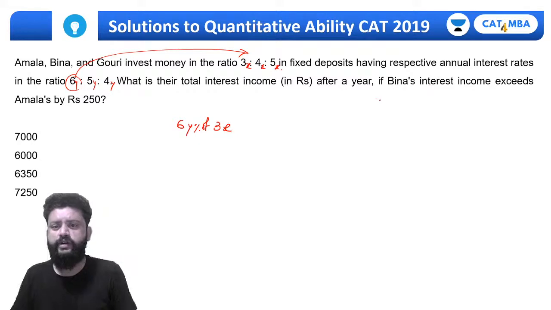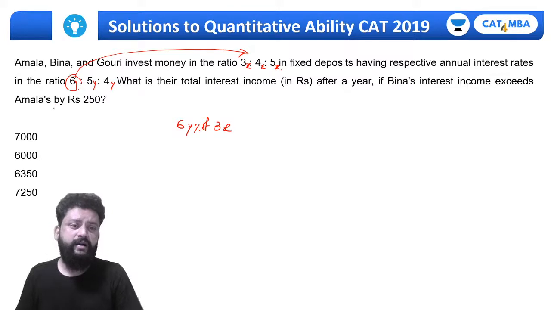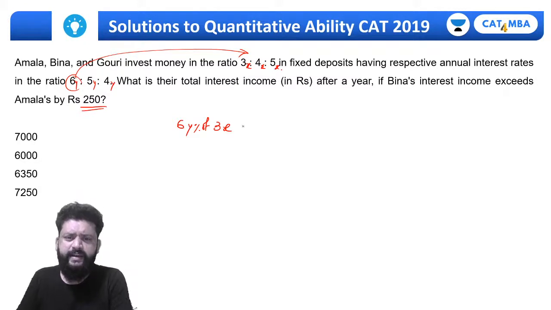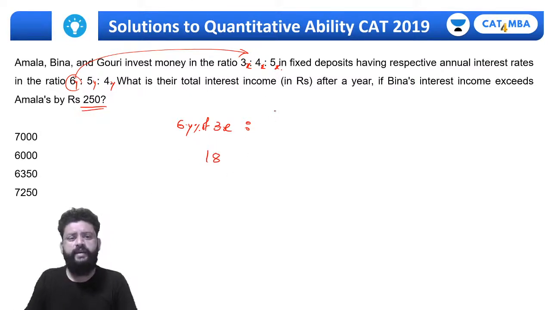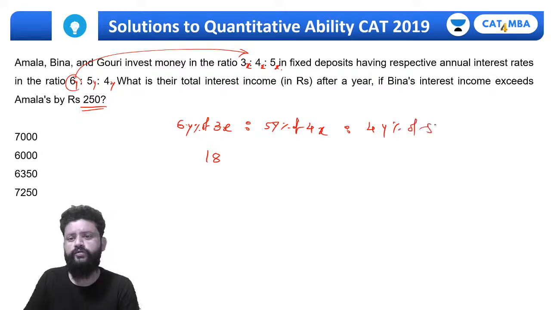Now let's see what we are supposed to calculate. What is the total interest income after 1 year if B's interest income exceeds A's by 250. That's what you can say. So anyways हमें interest का ratio तो clearly पता चलेगा. Actually यहाँ पे 6 into 3 multiplied, that's it, 18xy upon 100 यहाँ पे आएगा. Then this will be 5% of 4x, and this will be 4y% of 5x.